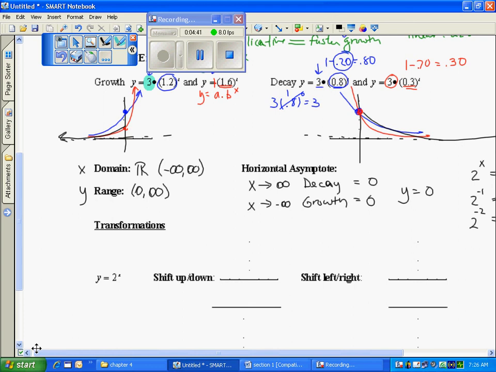So in the next lecture, we'll look at how do I transform these graphs. In other words, how do I take this J situation and shift it to the left, right, up, down, just as we've done with parabolas, cubics, rationals, and so forth.